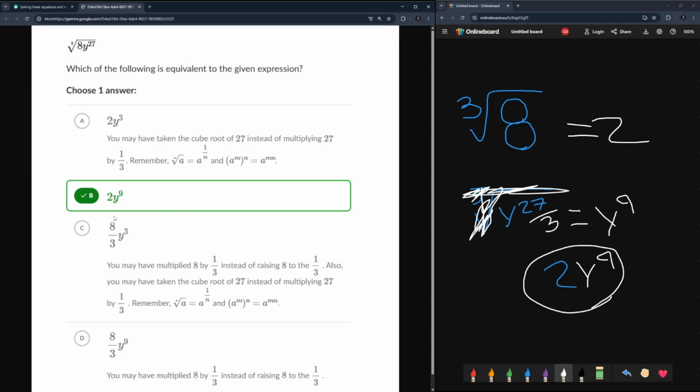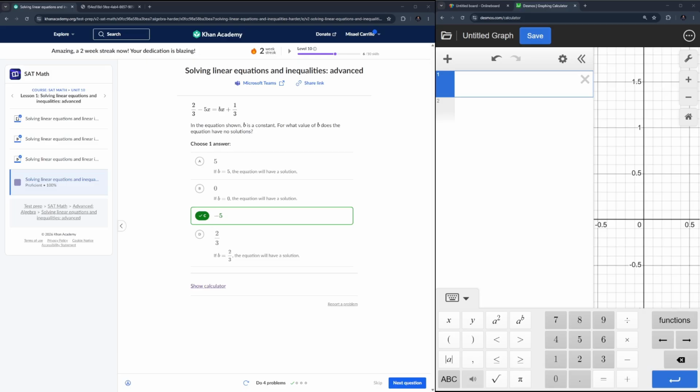I mean option B. Okay, I accidentally answered this question before starting to record, so you see the answer there, but it says in the equation shown, b is a constant, and for what value of b does the equation have no solutions? So I think we can do this two ways. One is using Desmos, which is how I solved it. Second is, these are just lines in the xy plane. The answer you see is -5.